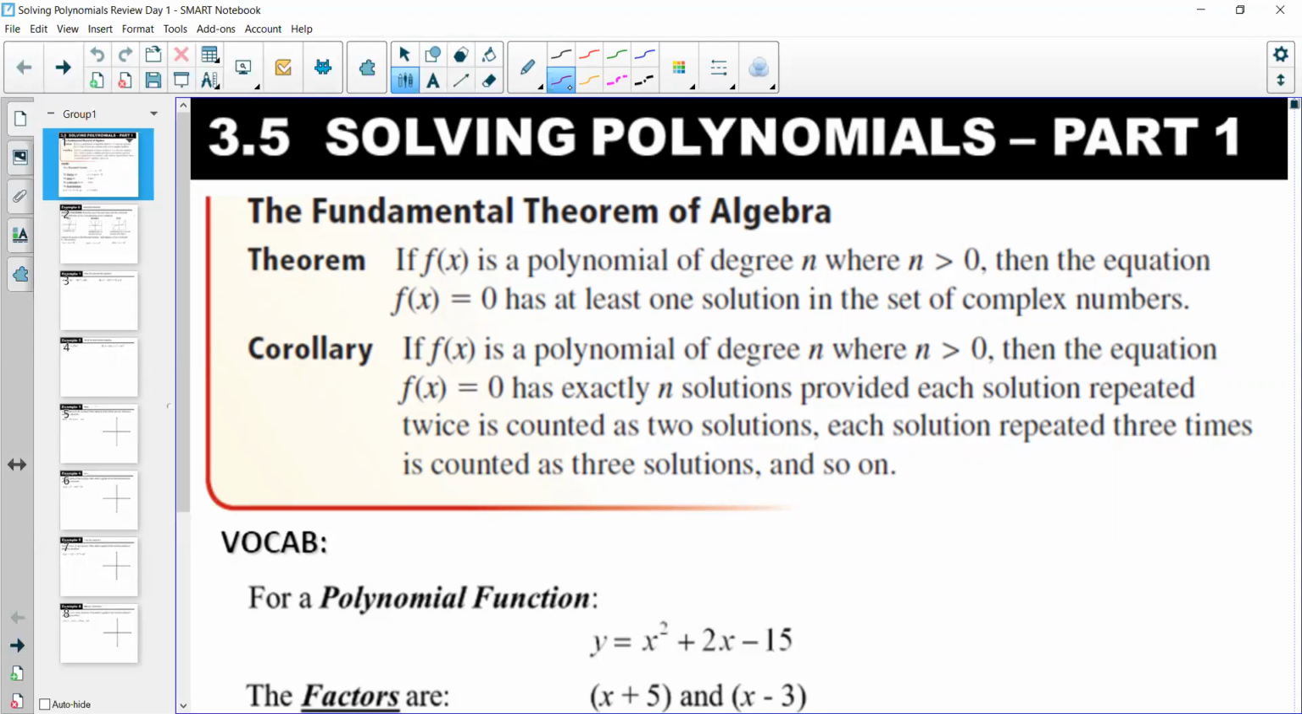Now remember, a real number is a type of complex number. So the corollary of that is that if we have a function that's a polynomial with a positive degree, then the equation, when set equal to 0, has exactly the same number of solutions as the degree of the polynomial. So that means that if we have a degree of 3, we have 3 solutions, 2 solutions, things like that. And so it's going to be that way. If we have like 3 zeros, those count as 3 unique solutions for those 3 answers.